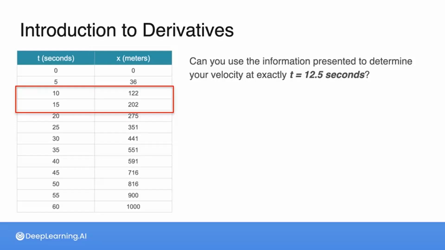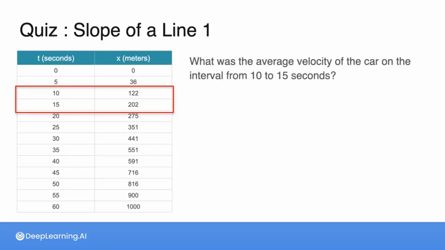However, there is one thing you can find. You can find the average velocity in the interval from 10 to 15 seconds. So that is the next quiz. What was the average velocity of the car in the interval from 10 to 15 seconds? So let's draw a graph for the points in the table to observe what's going on. And let's zoom specifically to the points (10, 122) and (15, 202) to find the slope at a point, because the slope is going to be the average velocity.